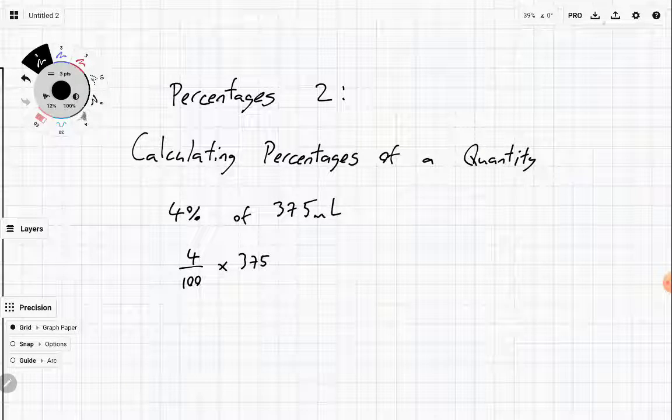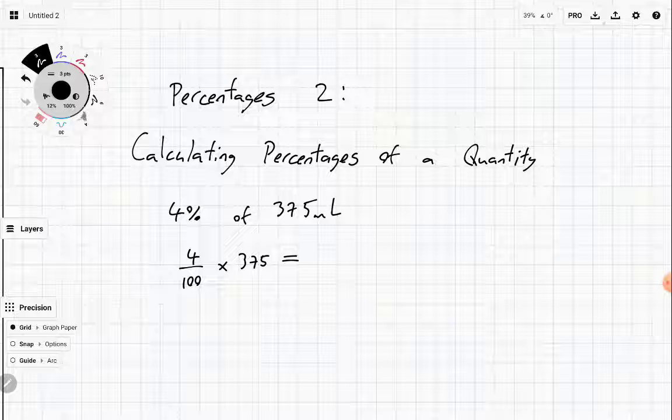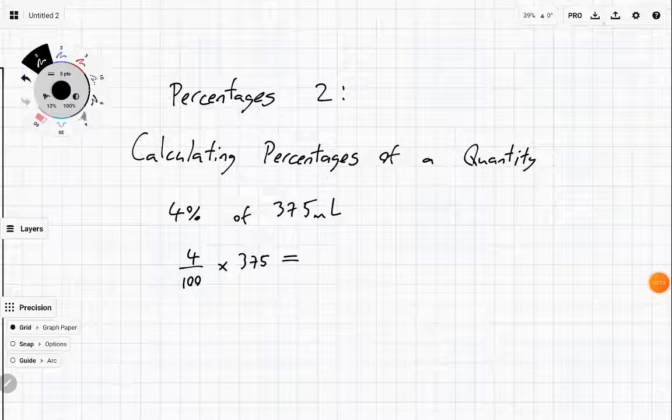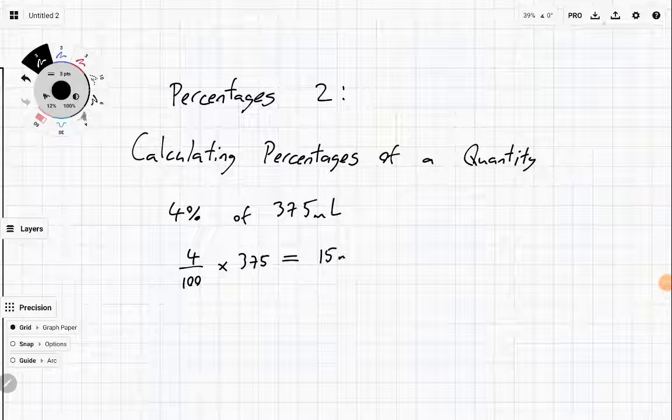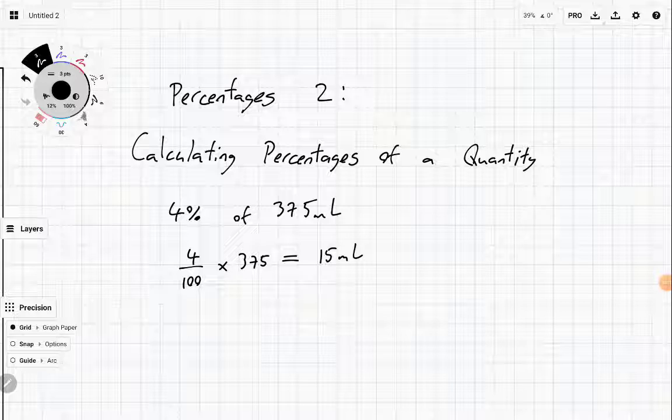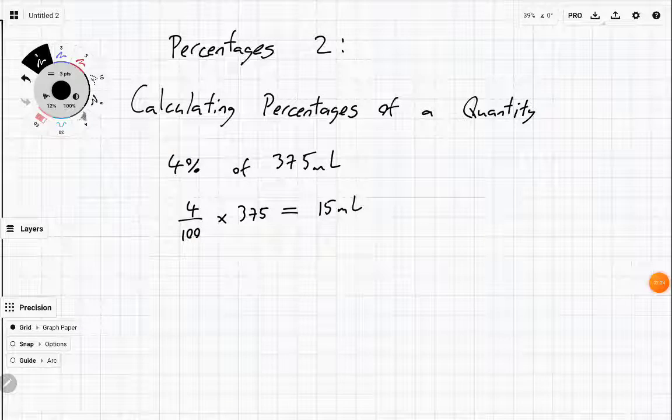375. Okay? Once again, this is a perfect time to be having a practice with your calculator. So make sure you've got it out and we'll see how it goes. And in this case, we've got 15 milliliters of drink. And that's how you can calculate the percentage of a quantity. Nice and simple. Let's do a few more just to check that we're feeling comfortable with it.